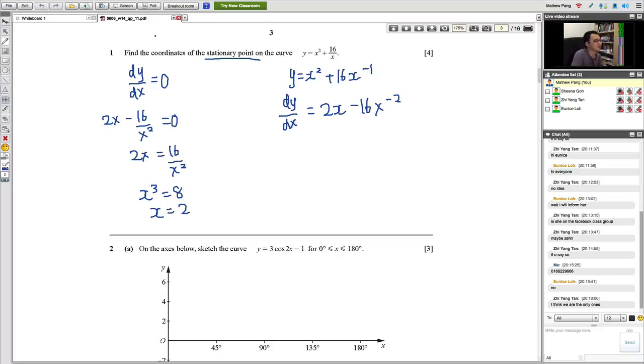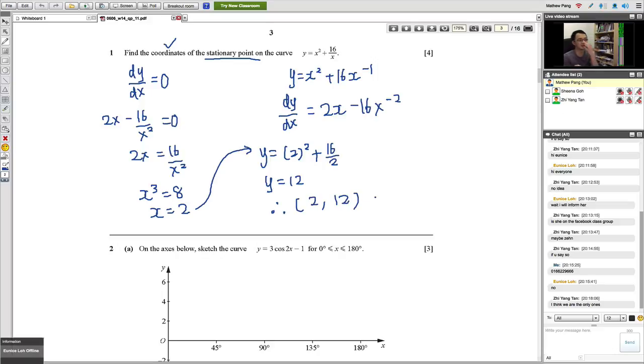Alright, but then the question asks you to find the coordinate. You shouldn't stop here. You have to find y also. So y will equal 2 squared plus 16 over 2, which is 4 plus 8 is 12. So therefore the coordinate is 2 and 12.